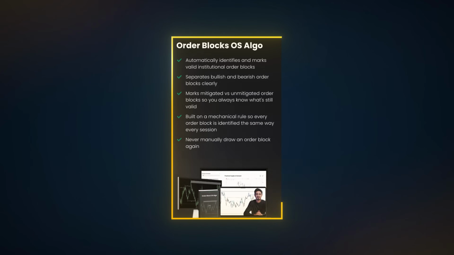And then you're getting the order block indicator. This automatically identifies and marks every valid institutional order block on your chart in real time. Again, that's no manual marking, no second guessing which one is valid and which one isn't. The rules are already coded.